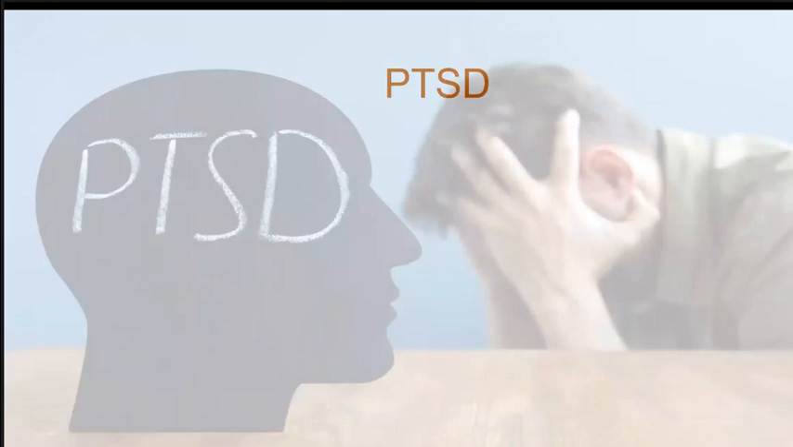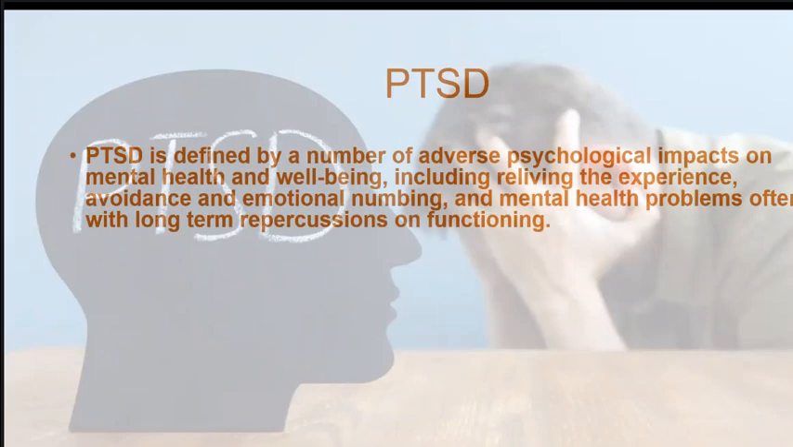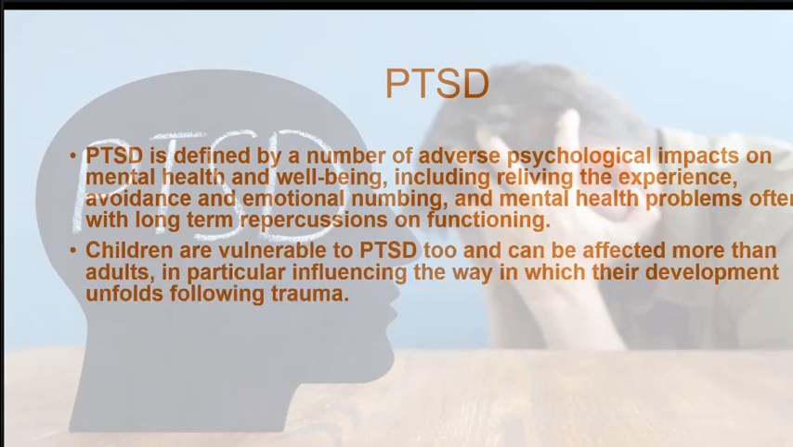Yeah, thank you. So that leads us on to talking a little bit about PTSD. I don't want to mention too much, but PTSD is defined by a number of adverse psychological impacts on a person's mental health, well-being, reliving experiences, avoidance, emotional numbing, and mental health problems, and the long-term repercussions on functioning. Children are vulnerable to PTSD too, and there's a lot of research out there. They can be affected more than adults, in particular influencing the way in which their development unfolds following trauma.